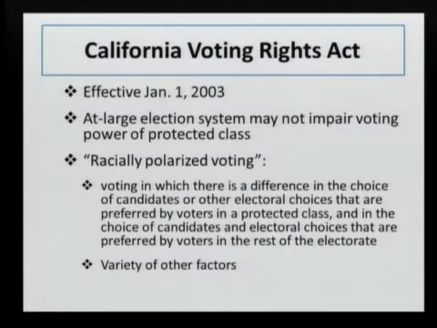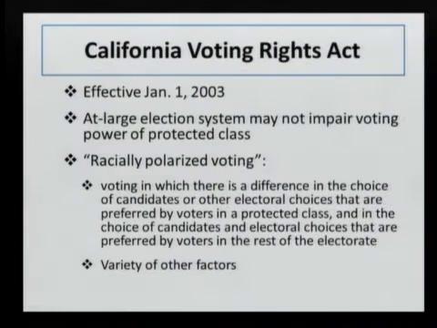Now I'll talk for a bit about the California Voting Rights Act. It was adopted in 2002, effective January 1st, 2003. Modeled on the federal act, but it actually establishes a fairly easier standard for plaintiffs to pursue a violation. The basic premise of the California Voting Rights Act is that at-large election systems may not impair the voting power of protected classes. That's the core of the law. And if a plaintiff can show racially polarized voting in the community, that establishes that the law has been violated.